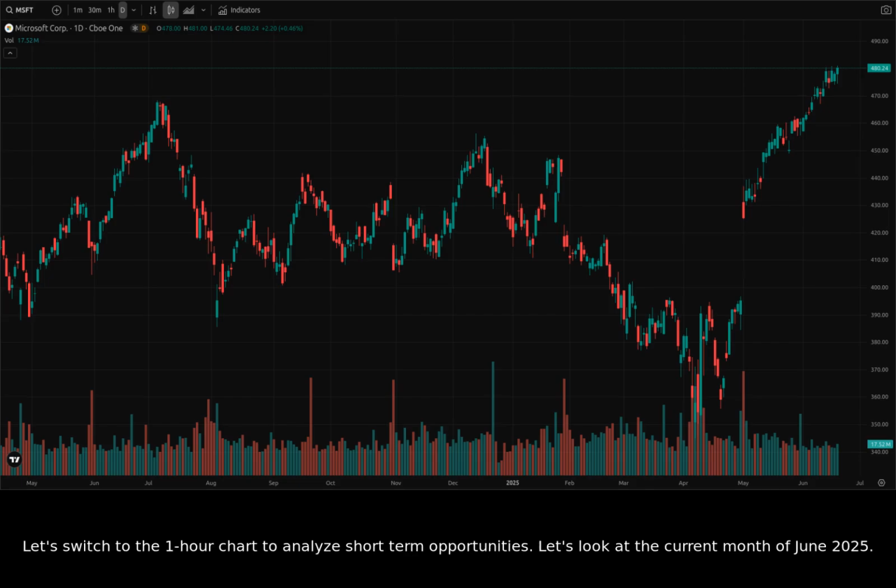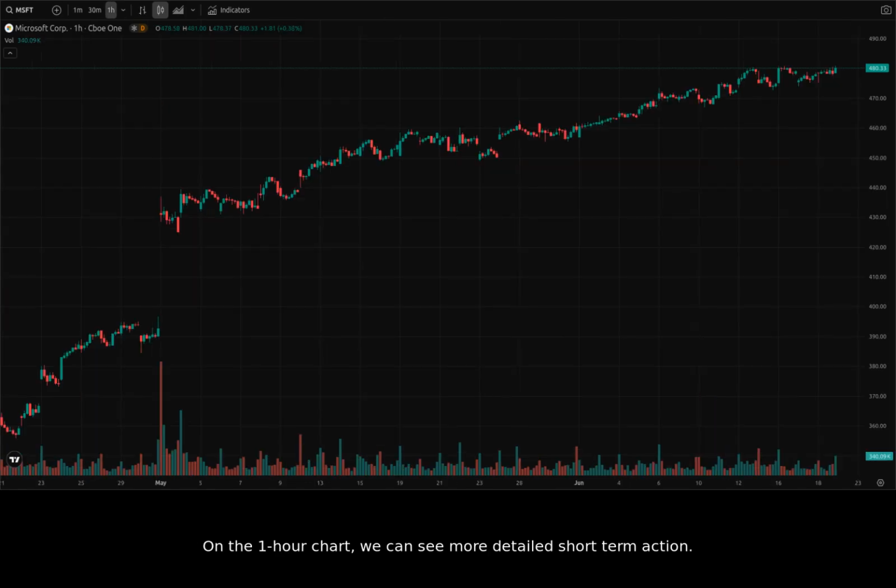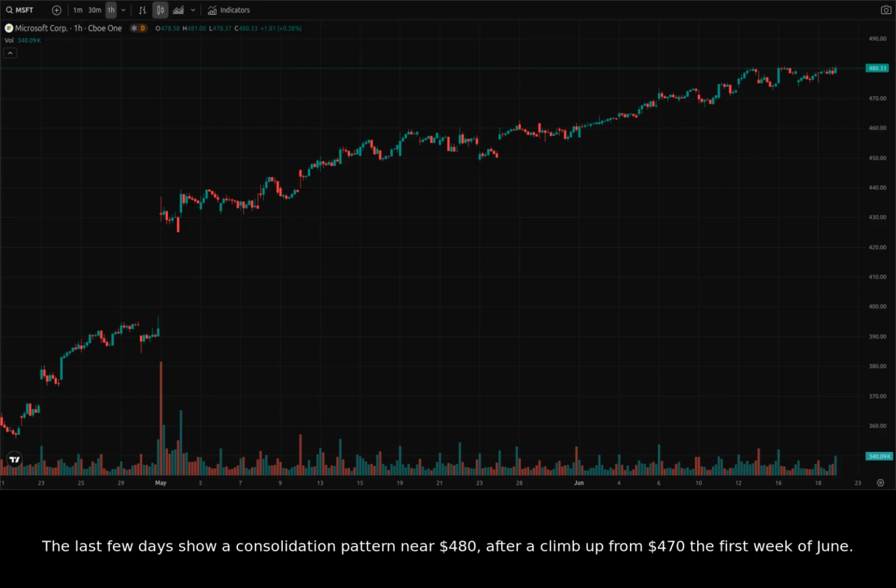Let's switch to the one-hour chart to analyze short-term opportunities. Let's look at the current month of June 2025. On the one-hour chart, we can see more detailed short-term action. The last few days show a consolidation pattern near $480 after a climb up from $470 the first week of June.